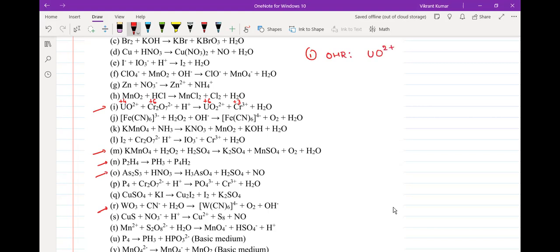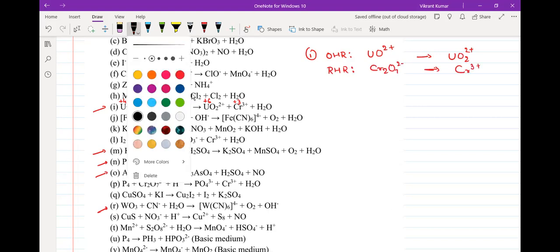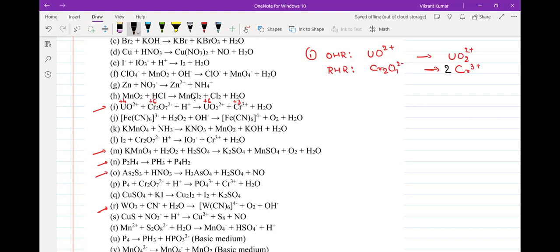Okay, and that's why if I write OHR, I'll be writing in the oxidation half reaction UO2 plus giving UO2 2 plus. Check करते जाना. If you get the mistake, identify it, है ना? Whatever mistake you must have done. So second reaction is this one, giving Cr3 plus, but Cr is not balanced, so I need to put the appropriate coefficient that I am putting here.